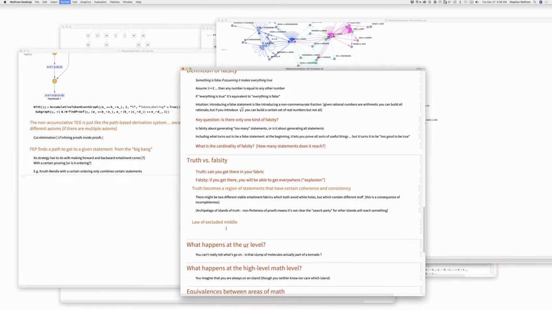Okay, that's a good question. How does three-valued logic work? How does truth versus falsity work in multi-valued logic? Actually, I just wanted to make one quick point on this law of excluded middle. If we're considering the possibility that fabrics have what really are false statements, but it's not evident at some stage, that's not exactly a law of excluded middle kind of scenario.